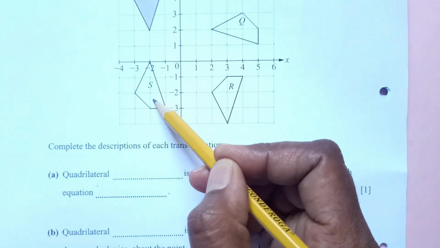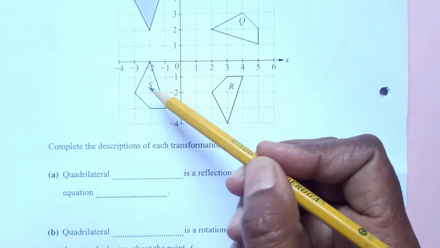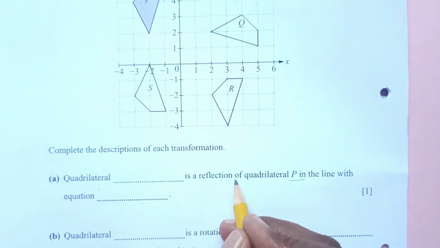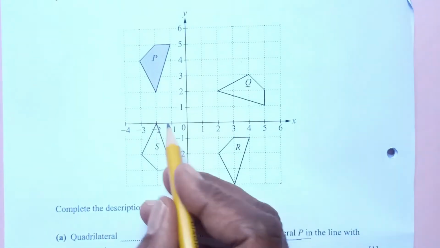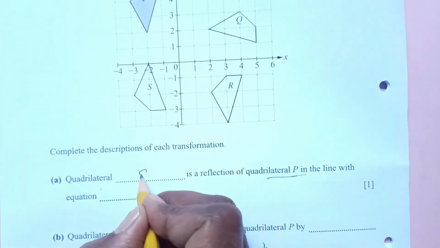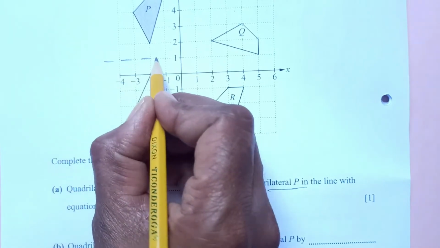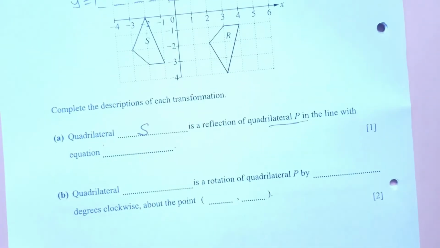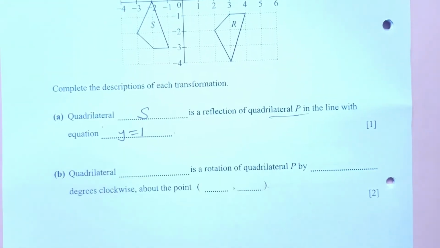And the line is S. So quadrilateral S is a reflection of quadrilateral P. P's reflection is this one, right? So quadrilateral S is a reflection of this in the line. Here is the line in the middle of this, which is y equals 1. So the equation of the line is y equals 1, right?